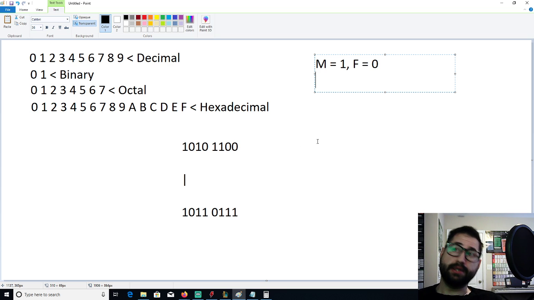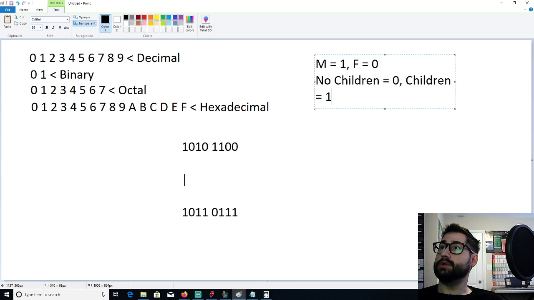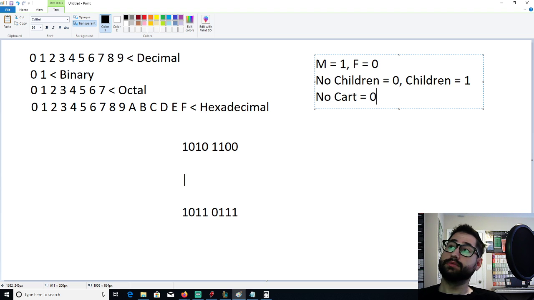So we'll say the second digit is, no children equals 0, children equals 1. So the second digit, if there's a 1 there, is going to mean that they have children, that children came with them, right? And then this next one we'll do is, did they have a cart, right? We'll say no cart equals 0, and cart equals 1, right? So looking at this third digit, they either don't have a cart if it's a 0, or they do have a cart.